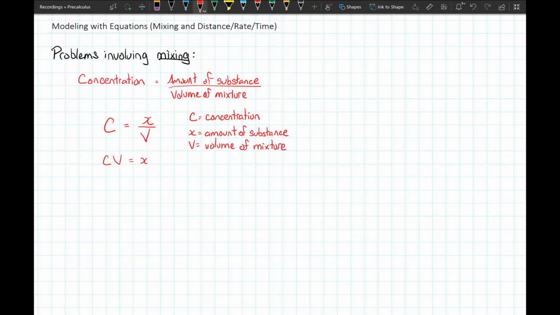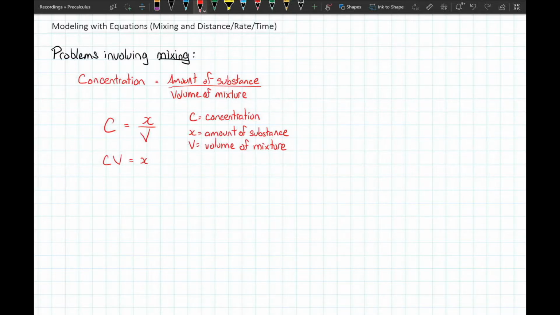Now, whenever you're doing problems involving mixing, we can add volumes and we can add amounts of substance, but adding concentrations doesn't make any sense. We can have something that has a 5% concentration added to something with 100% concentration, but we can never end up with 105% concentration. So it doesn't make any sense to add concentrations. We're only going to be setting up these problems so that we are adding or subtracting volumes and amounts. So keep that in mind.